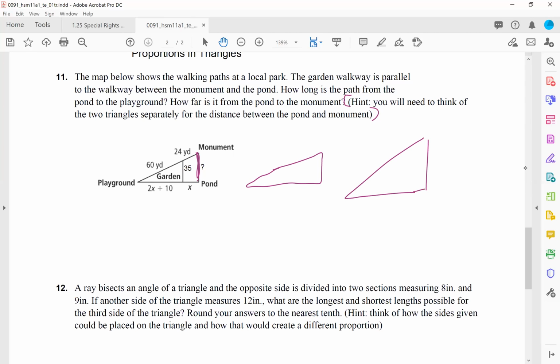because we're going to have here the small triangle. We got 60, right? And then its match would be the 35. But now here, the pond and the monument, that's the big triangle. So you can't just do 24 and compare it there. You have to do the whole big thing. So you need to actually end up adding the 60 and the 24. And then that will help you find that distance to the monument.